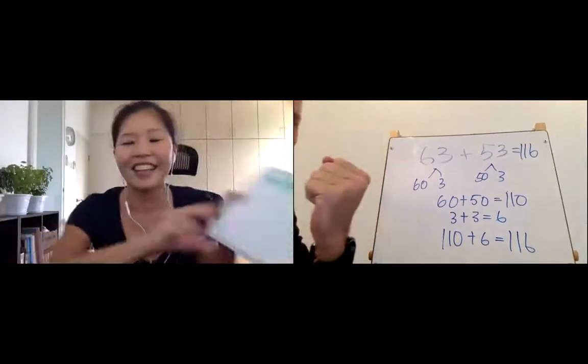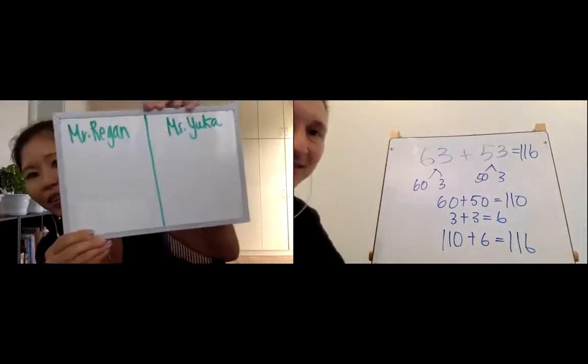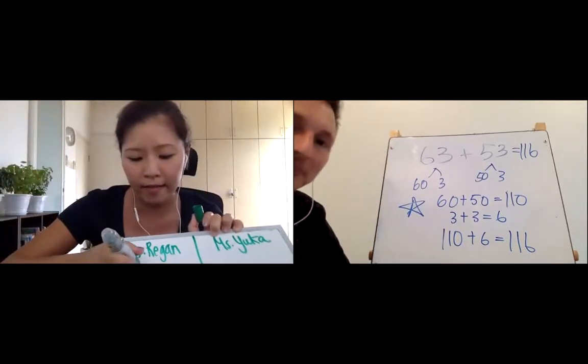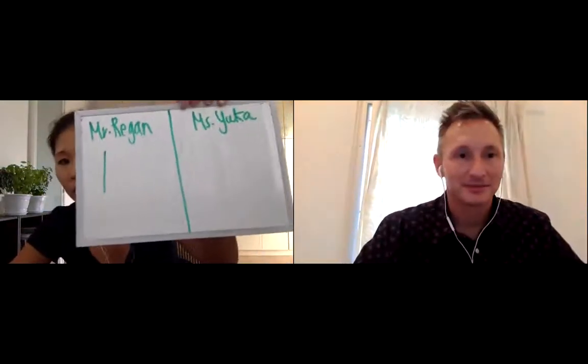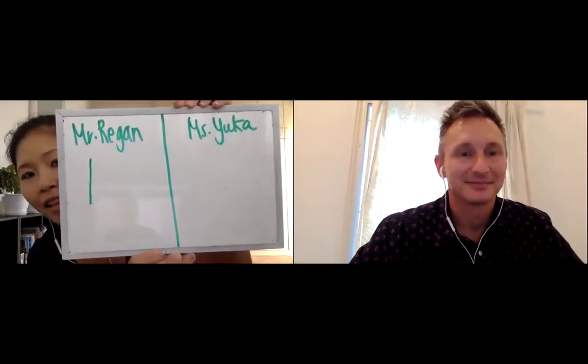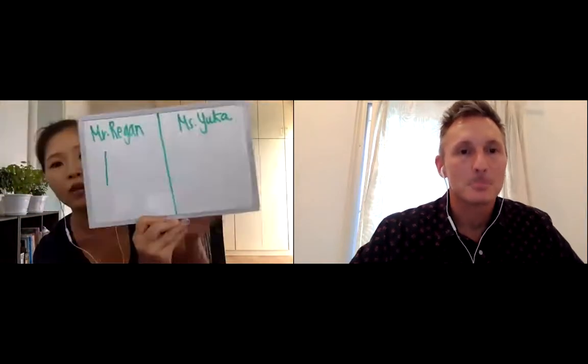So guess what? I have my scoreboard. You guys know the scoreboard really well. I'm going to give 1 point to Mr. Regan. Okay. Now, that's how you play it. And you are going to play this until somebody gets 5 points. And on the last template, you're going to take a photo of your scoreboard so we can see that you guys played and who you played with.